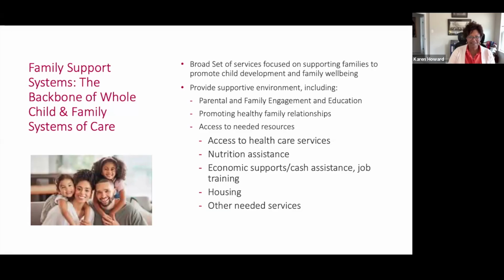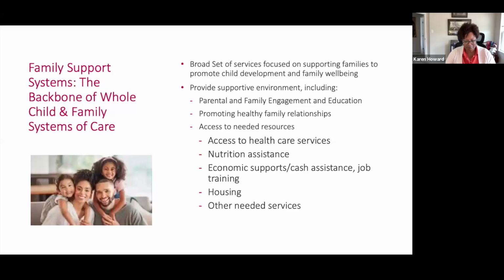So they are a broad set. And I think Ngozi mentioned and Michelle mentioned, it's hard to get your arms around it because life is hard to get your arms around. And families live in the context of communities, histories, and what we're going through. So they're a broad set of services focused on supporting families. They provide supportive environments, parental and family engagement and education as a family unit when the families need it. They promote healthy family relationships. They really promote access to needed services. So healthcare, nutrition, economic supports, housing, a number of different supports. And that is all about what family support is.